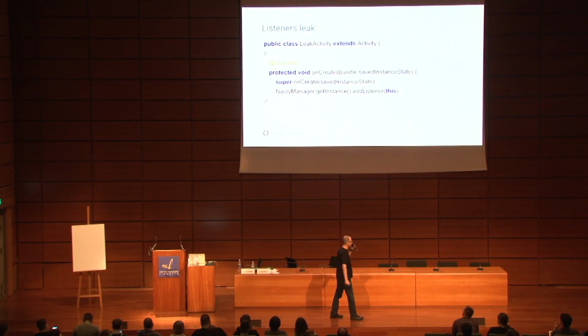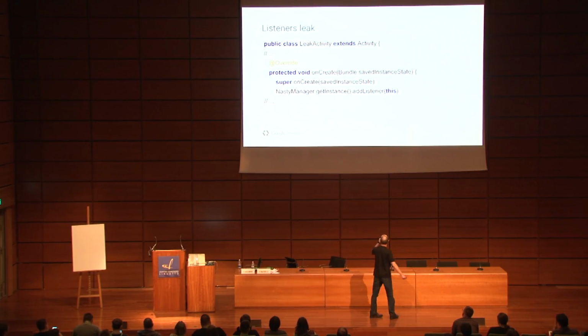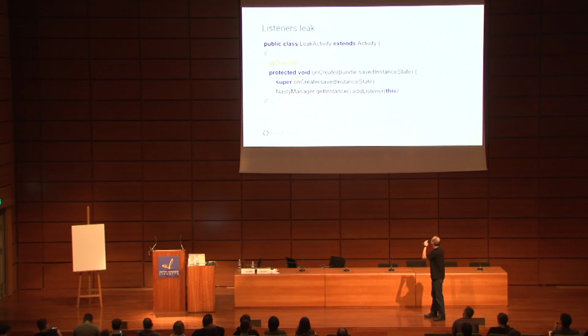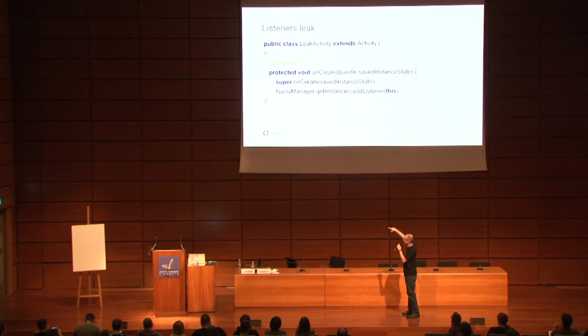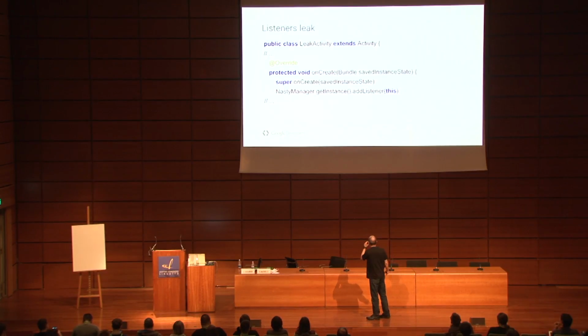And here is a code sample. I guess you should all have seen it. I have written it more than once, a memory leak. So what happens here? Public class LeakActivity extends Activity. In onCreate, we have the lovely NestyManager.getInstance. Another reason that singletons are tricky. addListener(this). Now, why is it a memory leak?